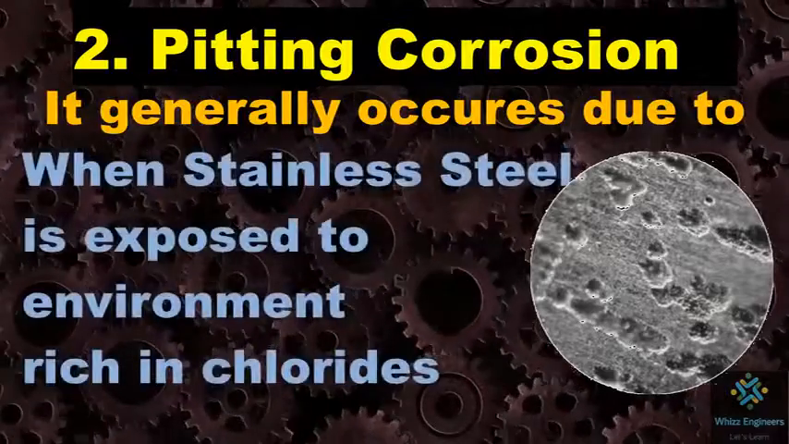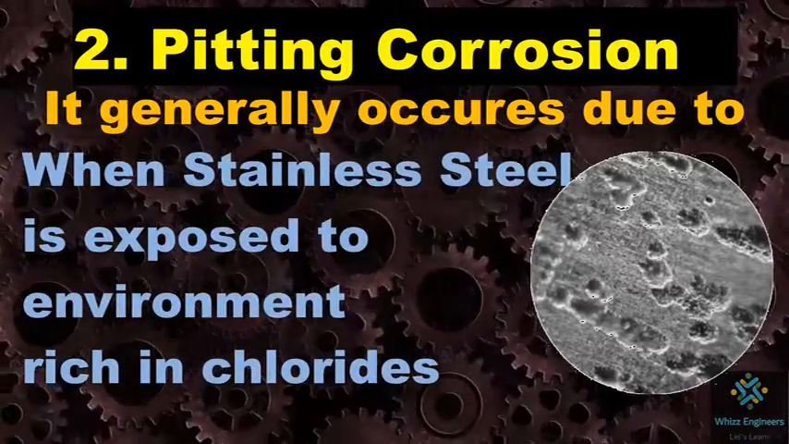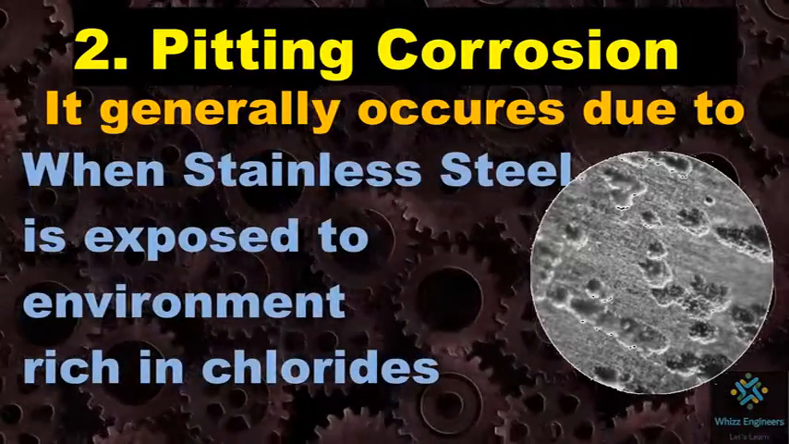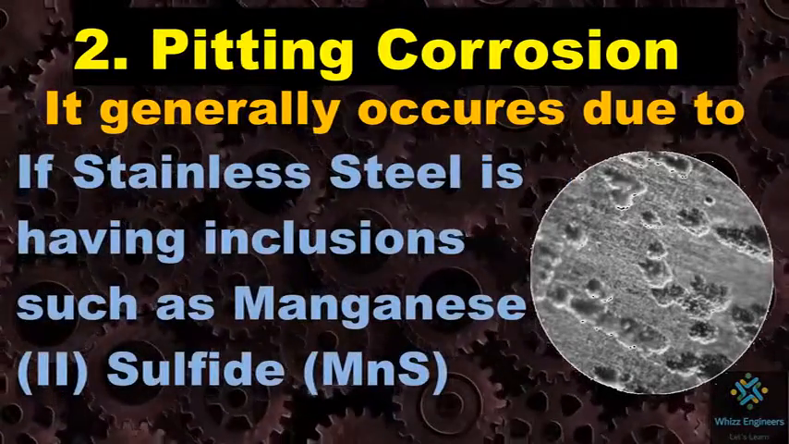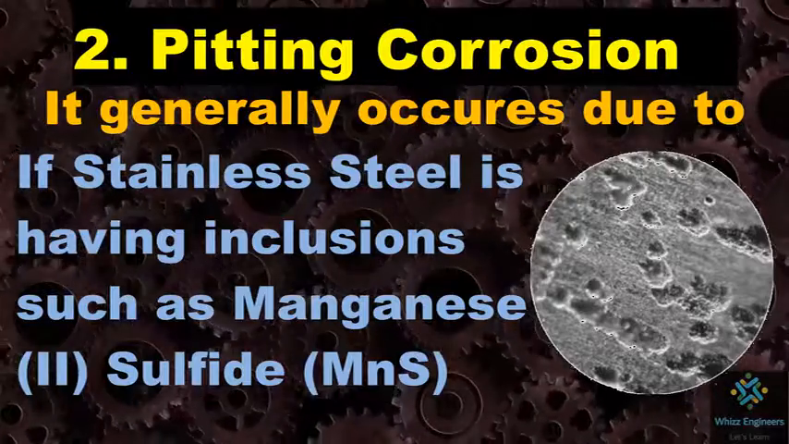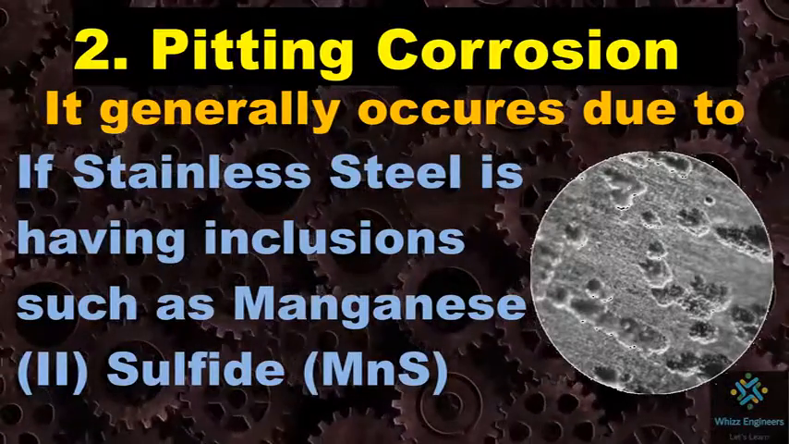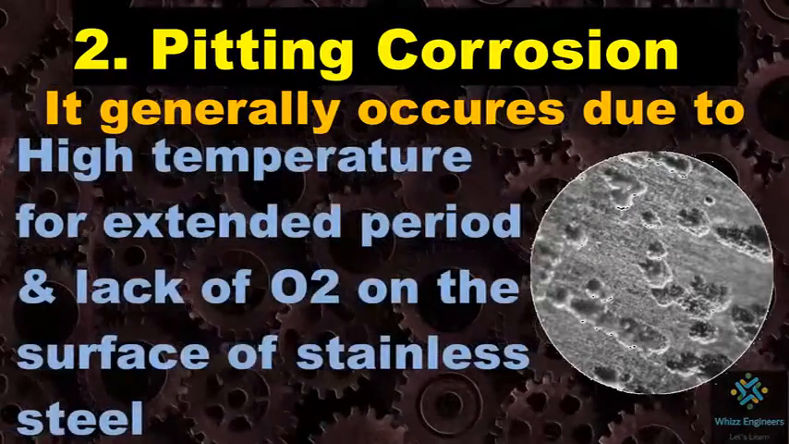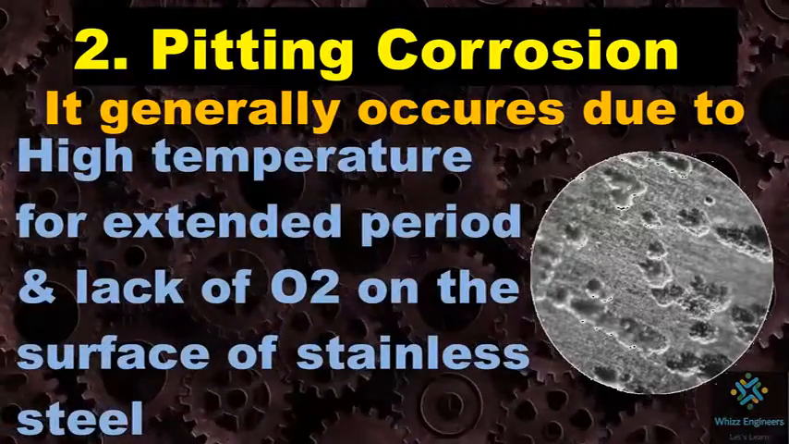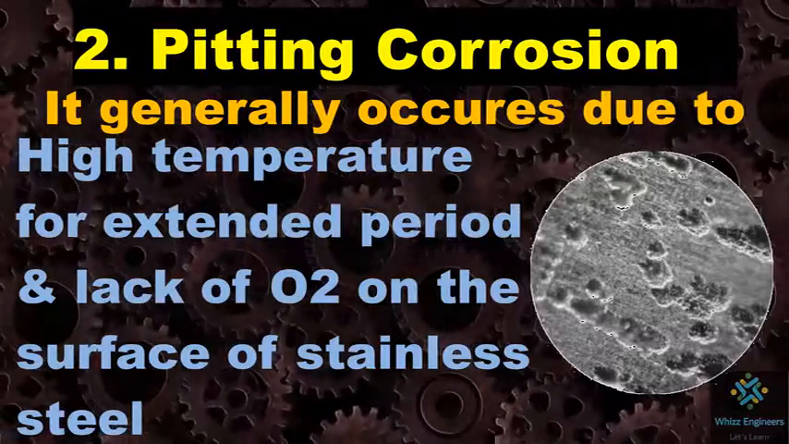Pitting corrosion can occur when stainless steel is exposed to environments that are rich in chlorides, such as salt, and also if the stainless steel has unwanted inclusions. For example, manganese sulfide often initiates pitting. Apart from chlorides and impurities, it can be caused by elevated temperature for extended hours and lack of oxygen on the surface of the stainless steel.